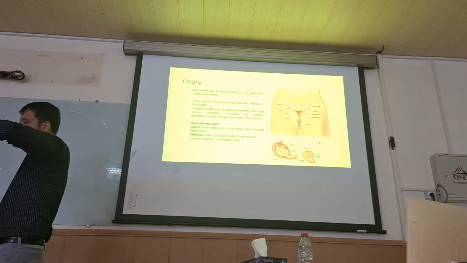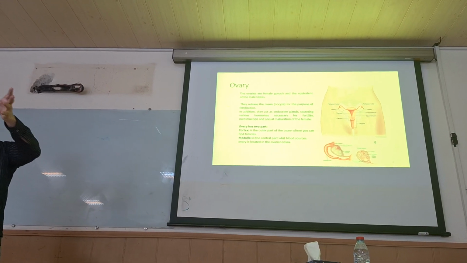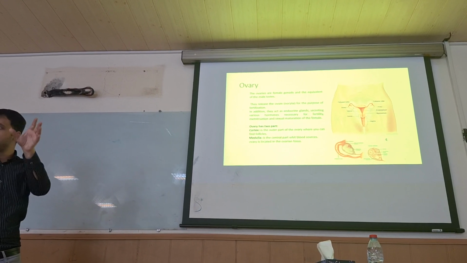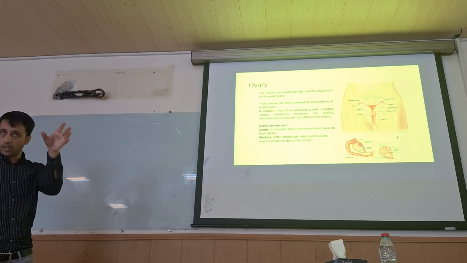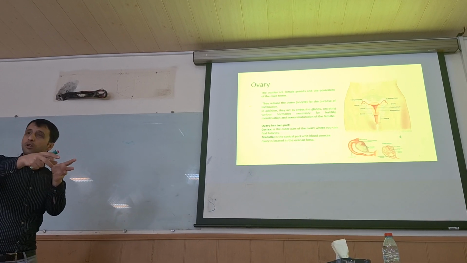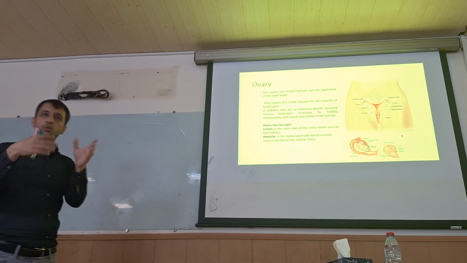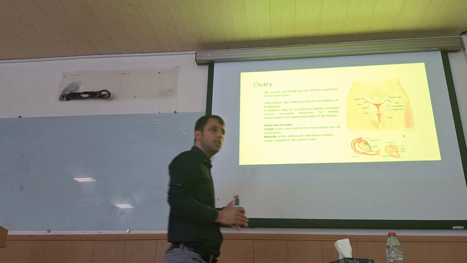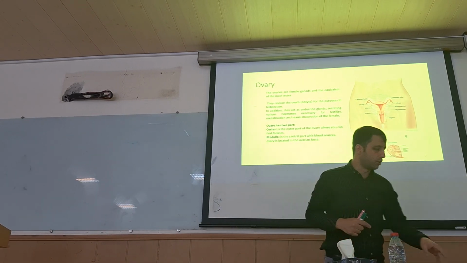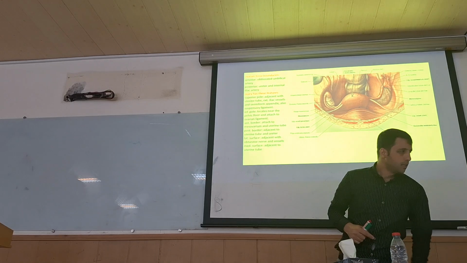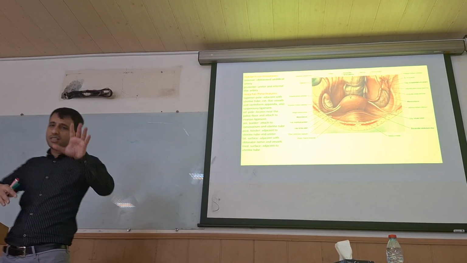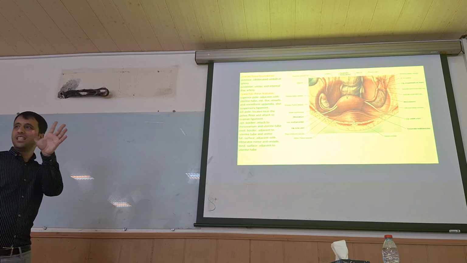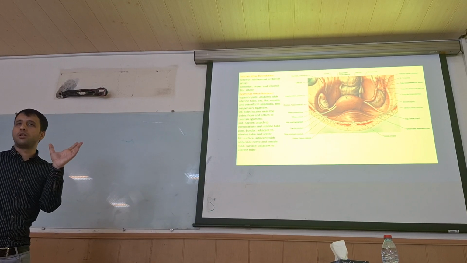As you know, the ovary has two parts. The surface of the ovary is named cortex, which contains follicles. The depth of the ovary is named medulla, which contains the vessels of the ovary. The ovary is located in the ovarian fossa.